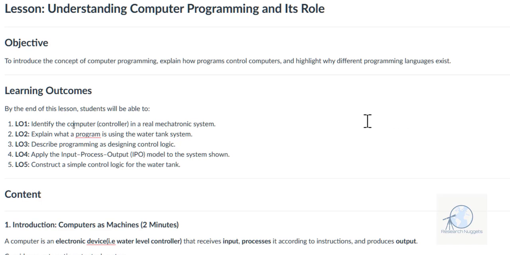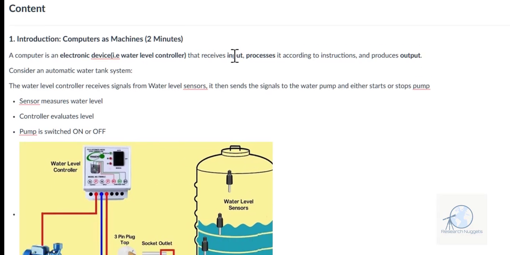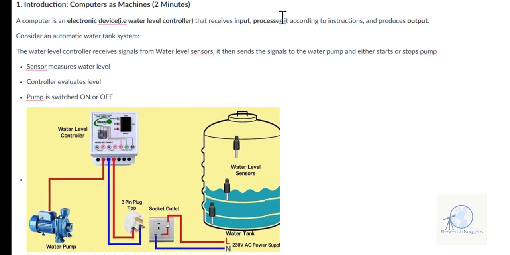To begin with, a computer is an electronic device. And in this particular case, we are going to be looking at an electronic device such as a water level controller. Now, that electronic device normally receives inputs. Once it receives the inputs, it processes those inputs according to certain instructions that have already been provided, and it produces a given set of outputs.